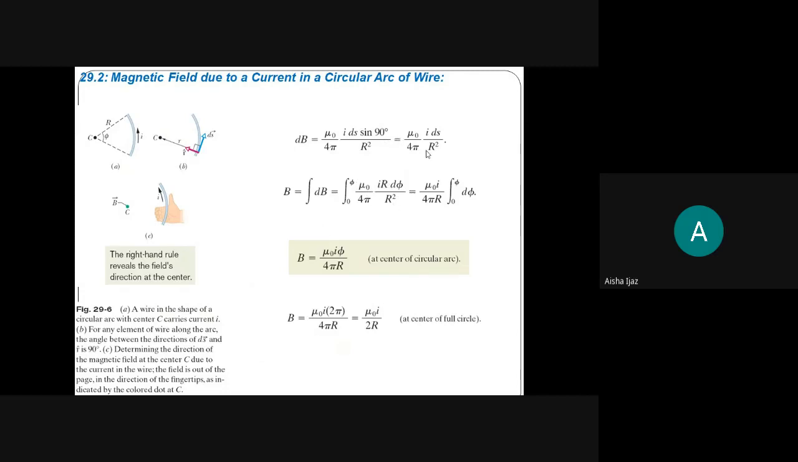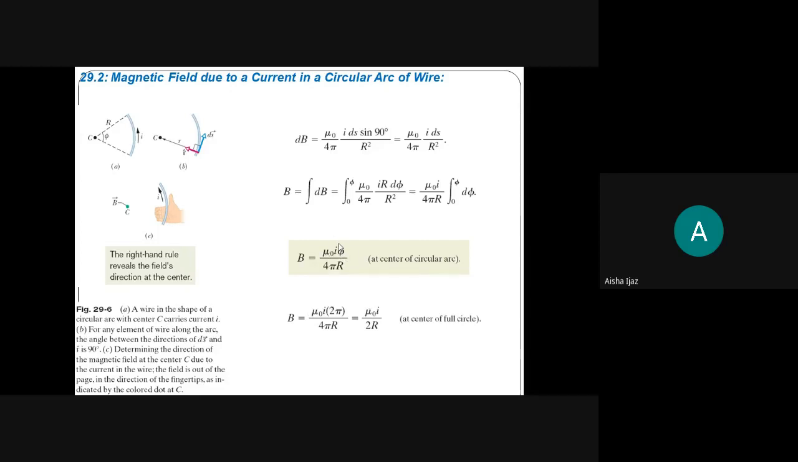This ds is the differential length element, and this arc length is actually r d phi. R and R will cancel out, and you will integrate it. This result will be mu naught I phi over 4 pi r. This result you have to remember: that is the magnetic field at the center of a circular arc. If it's a full circle, phi is replaced with 2 pi. If it's a half circle, it's pi, or if it's any other angle, you can just substitute it.